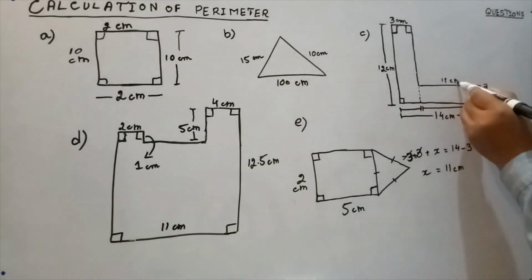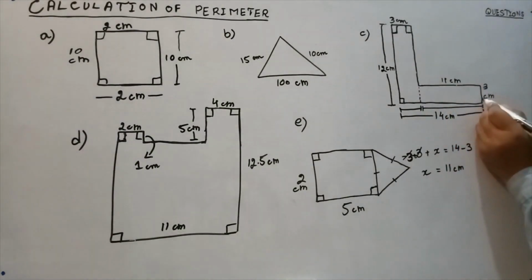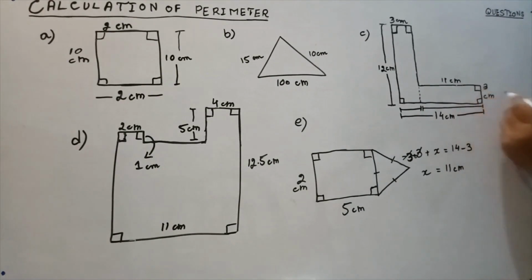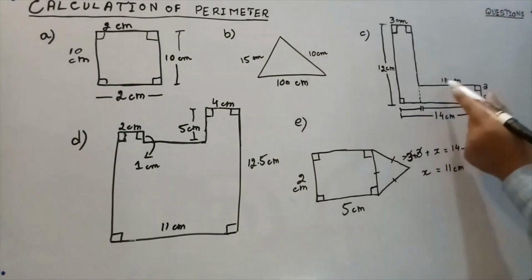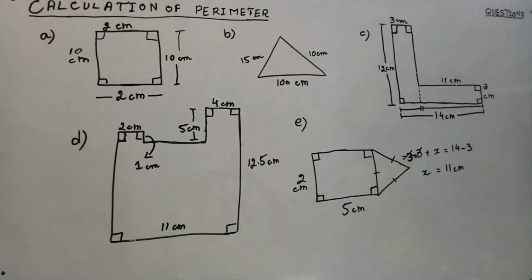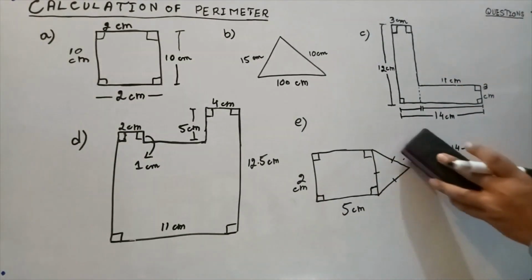Why? Because this one is also a rectangle. Clear? I forgot to draw these signs here. These are actually 90 degree right angles. It is a rectangle. So if this length is 11 centimeters from here to here, the opposite side will also be 11 centimeters. Clear? So this one is 11 centimeters. Now we will do the same procedure to find this length. Let's see.